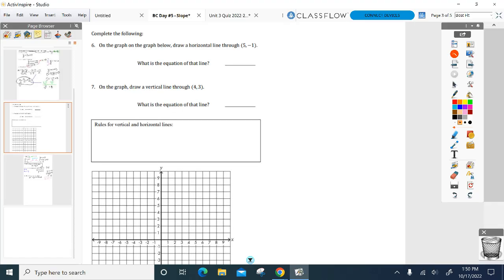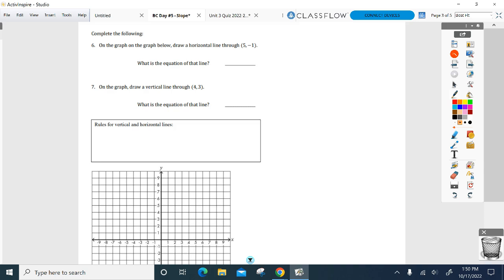Special lines, there we go. All right, so go ahead. I give you a little slice of graph. Down below, go ahead and graph 5, -1 for me. And this should be good. Draw a horizontal line through it.